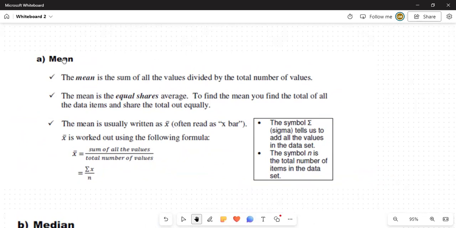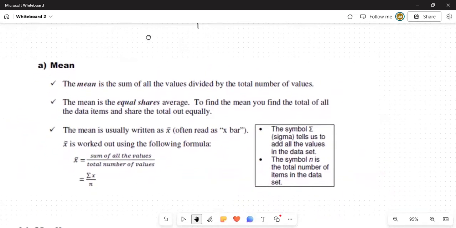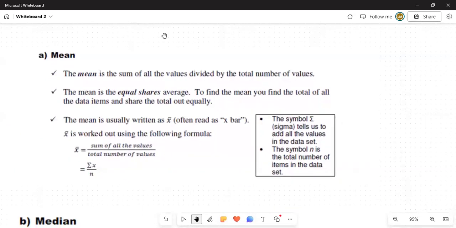So we have what we call the measures of central tendency of the data, and that is what we want to look at now. Measures of central tendency of data.